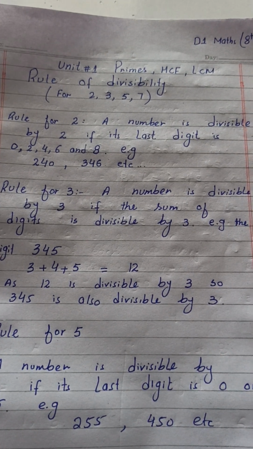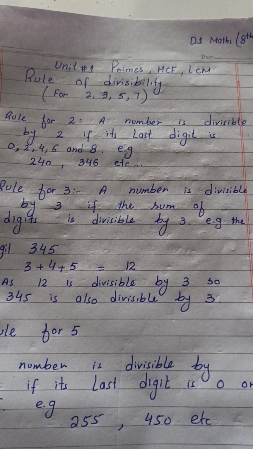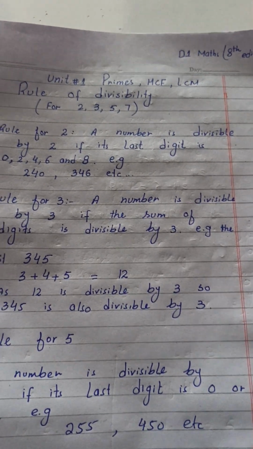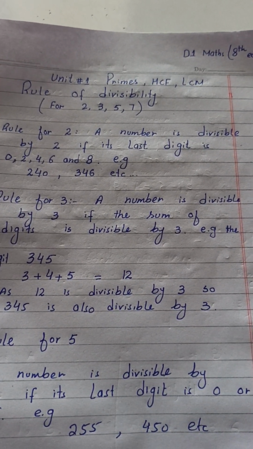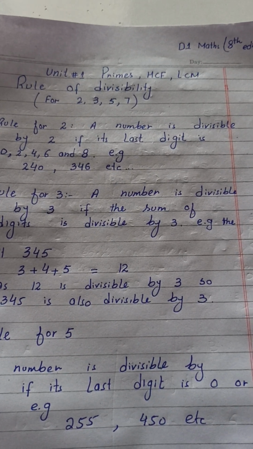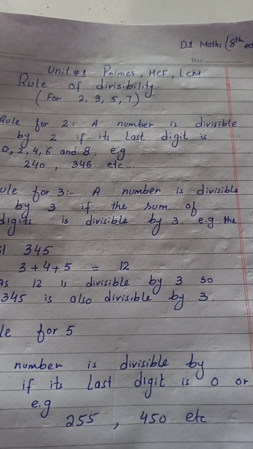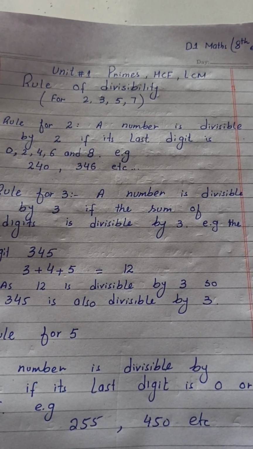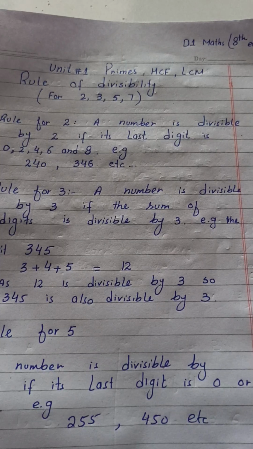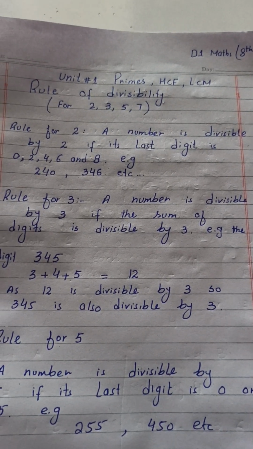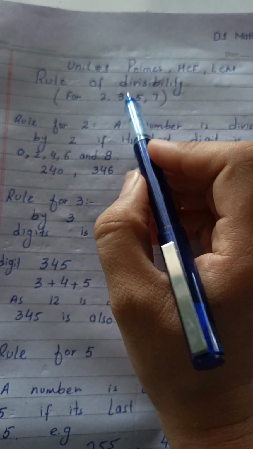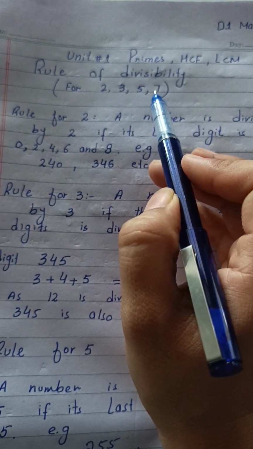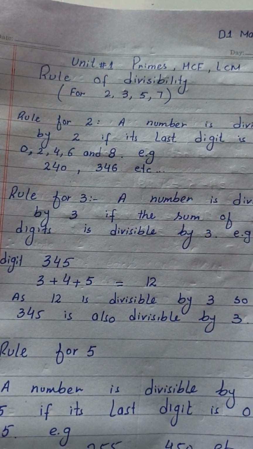Good morning, everyone. Okay, let's start unit number 1, Primes, HCF and LCM, D1 Maths 8th edition. Today we will learn about rule of divisibility for 2, 3, 5 and 7. Because we are doing prime factorizations, prime numbers, we must know about the basic rule of divisibility for the initial prime numbers like 2, 3, 5 and 7. So, what are the rules?